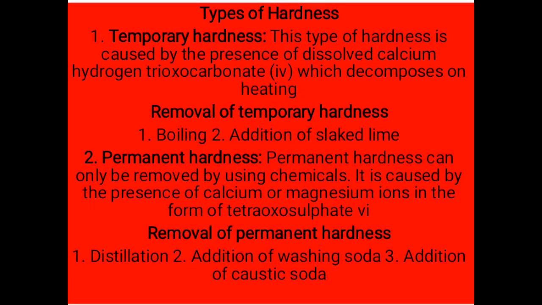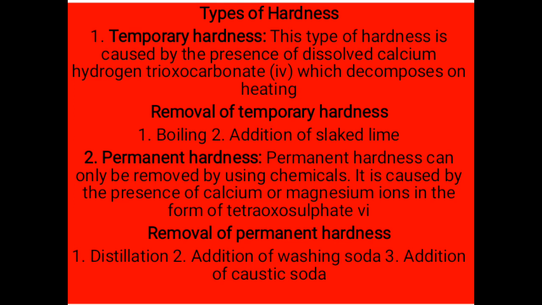Okay? Now let's look at the types of hardness. Temporary hardness. This type of hardness is caused by the presence of dissolved calcium hydrogen trioxocarbonate 4, which decomposes on heating. This calcium hydrogen trioxocarbonate 4, once it decomposes, and water flows through it, that water will be hard. How can you remove it? By boiling the water or addition of slaked lime. These are the two ways you can remove temporary hardness: boiling the water and adding slaked lime.